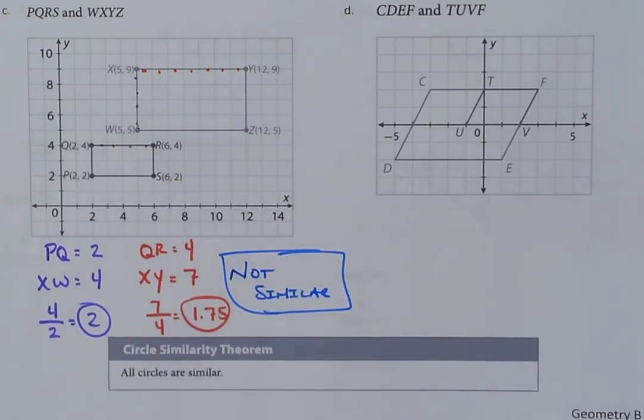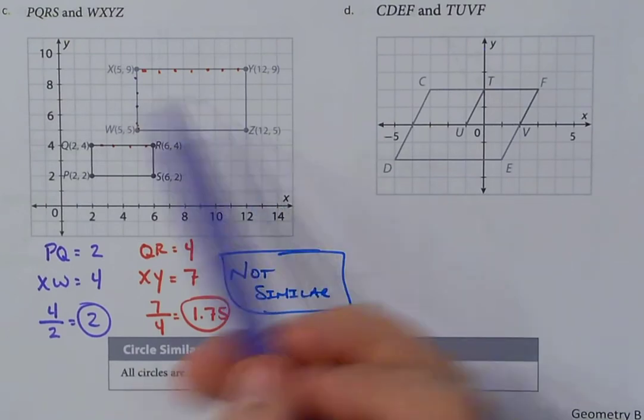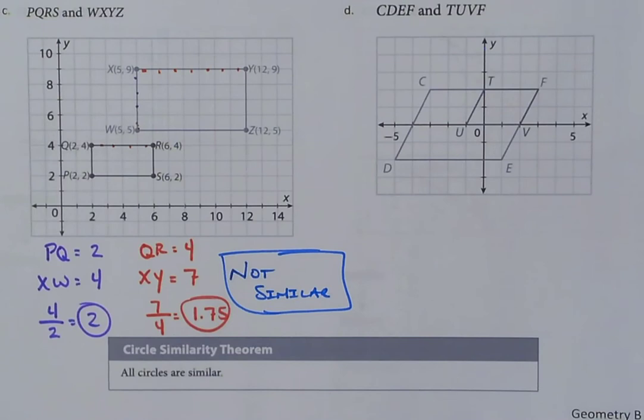Yes, it's the same shape. Yes, they have the same angle measures, but we do not have that same ratio for all the side lengths. So because that ratio is not the same, these two are not similar.